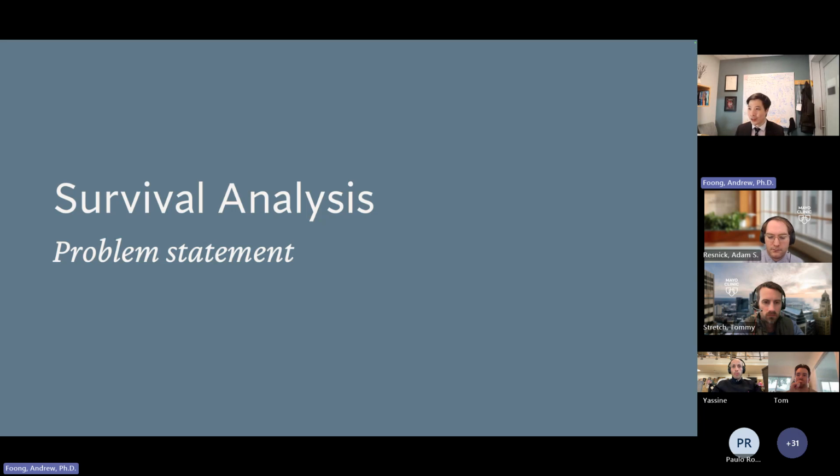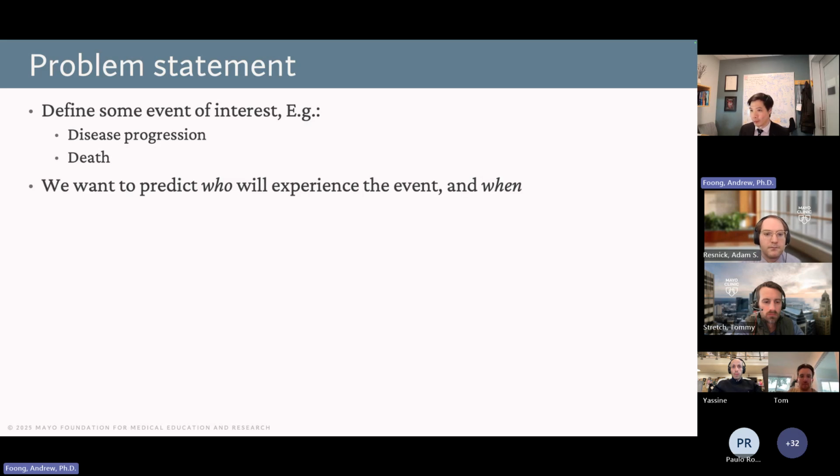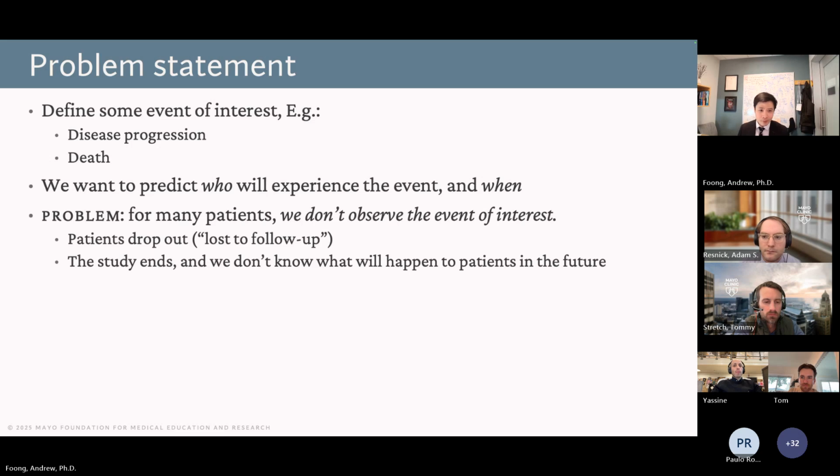So let's start with a problem statement for survival analysis. Presumably you're all working with healthcare data. So let's imagine that we have some event that we're interested in in some healthcare records. This event could be disease progression, or it could be a patient's death. And we want to model who will experience this event and when the event is going to occur.